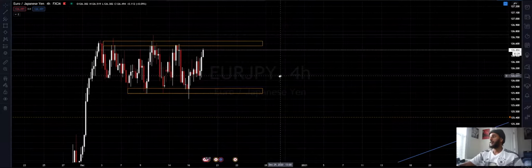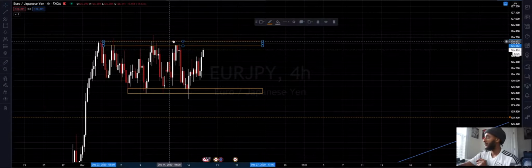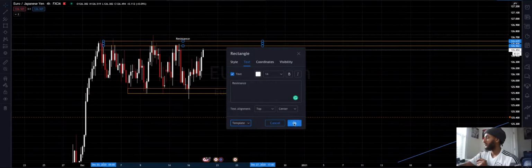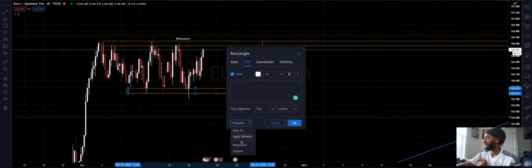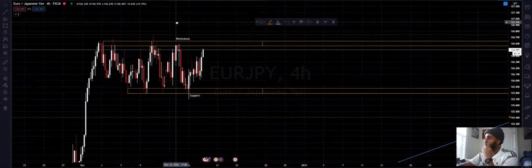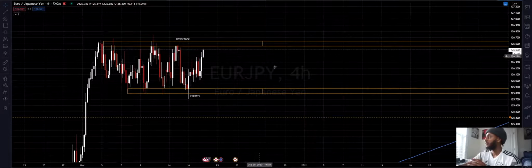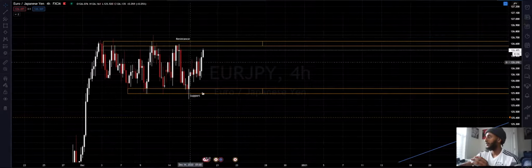And if you guys have been paying attention in the videos, let me visually help you guys out real quick. Resistance up there, and the support at the bottom, right? Resistance and support. So this we did on the 4 hour, right? It's a 4 hour time frame, and it's just been bouncing up and down, right?